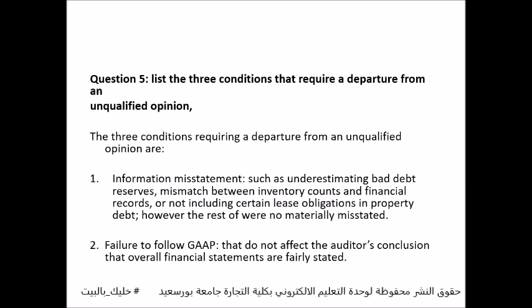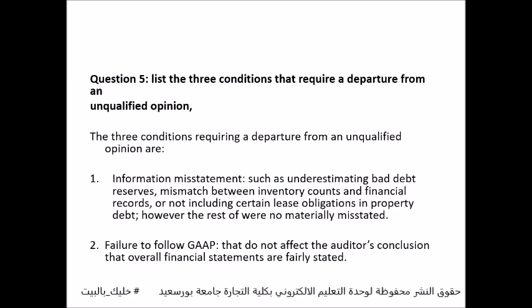Question number 5. List the 3 conditions that require a departure from an unqualified opinion. The 3 conditions requiring a departure from an unqualified opinion are: Number 1, information misstatement, such as underestimating bad debt reserves, mismatch between inventory counts and financial records, or not including certain lease obligations in property debt. However, the rest of the statements were not materially misstated.